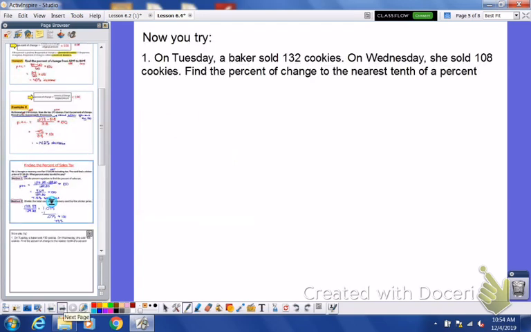There's a now you try here. On Tuesday, a baker sold 132 cookies. On Wednesday, she sold 108 cookies. Find the percent of change to the nearest tenth of a percent. Remember, when you're doing this, we don't round to the nearest tenth until we multiply by 100. Please make sure you're showing your work on this. I want to see more than just answers. All right, that's the end of this lesson.